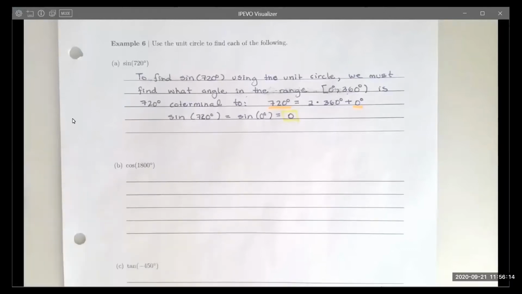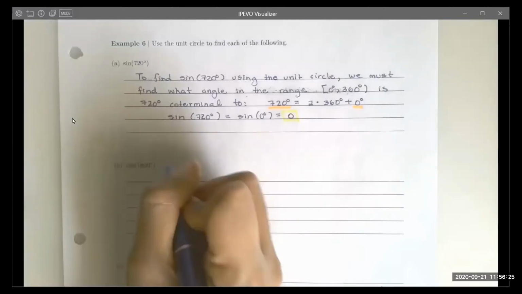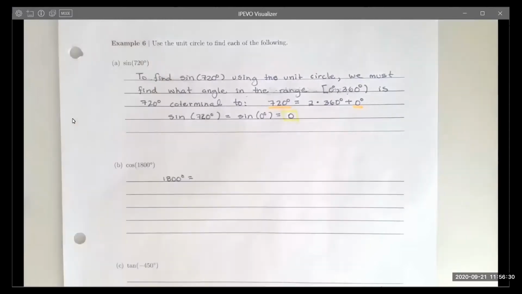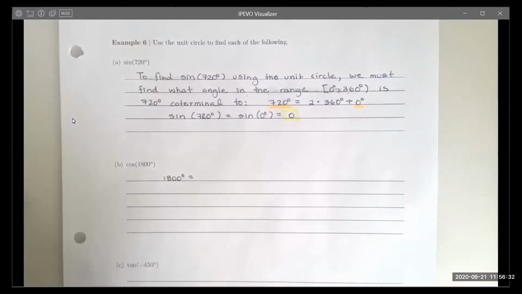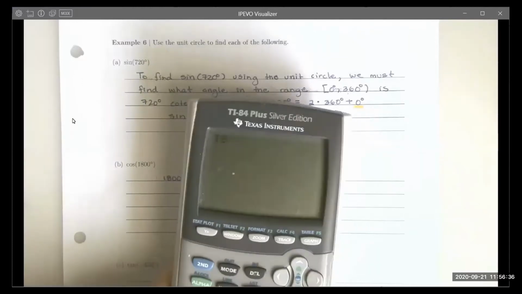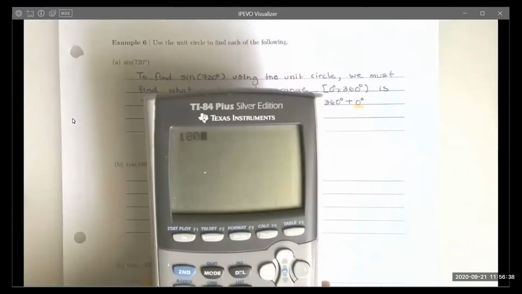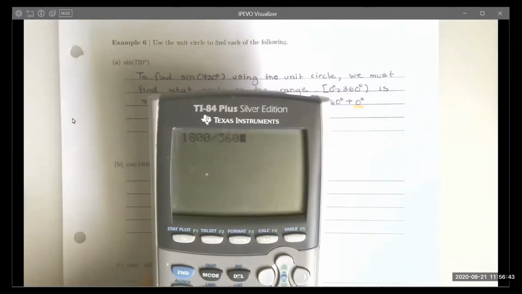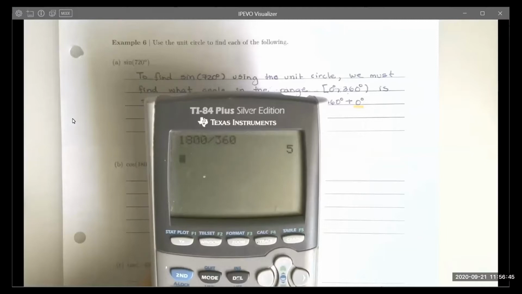What about cosine of 1800? Well, again, 1800 is not on the unit circle, so we're going to have to find what 1800 is coterminal to. So let's see, 1800 degrees. I want to find out how many full cycles are in 1800. So I'm going to take 1800 divided by 360. It's giving me exactly 5.